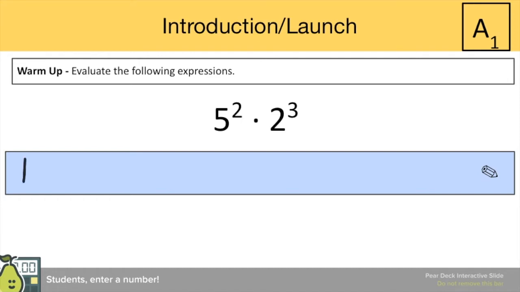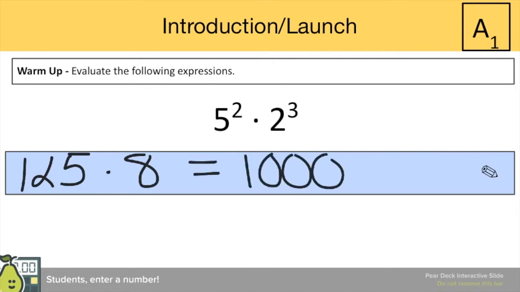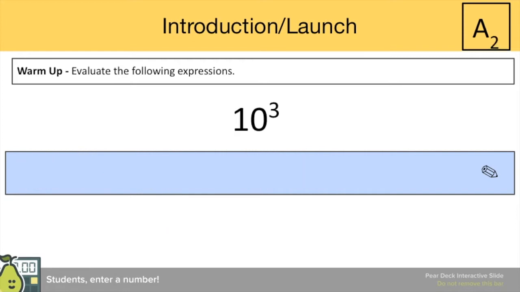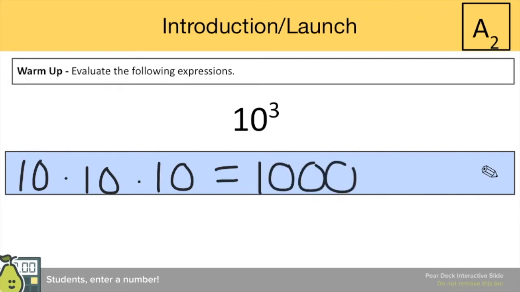So students might write 125 times 8 equals 1,000, or they might just put it in their calculator and easily get 1,000 without this middle step right here. The second expression is 10 to the third power, which is going to be divvied up as 10 times 10 times 10, which equals 1,000, or students might just put it in the calculator and say that it's equal to 1,000. And so students should realize, oh, both of these expressions got us to the same value.